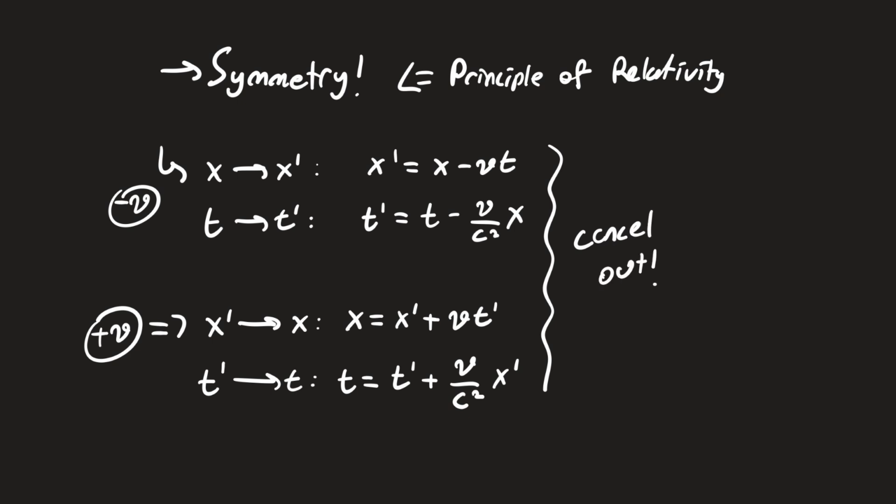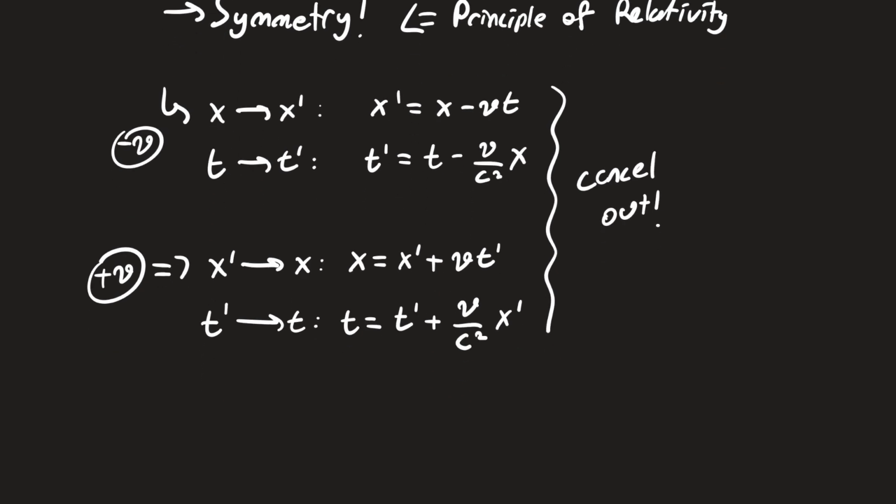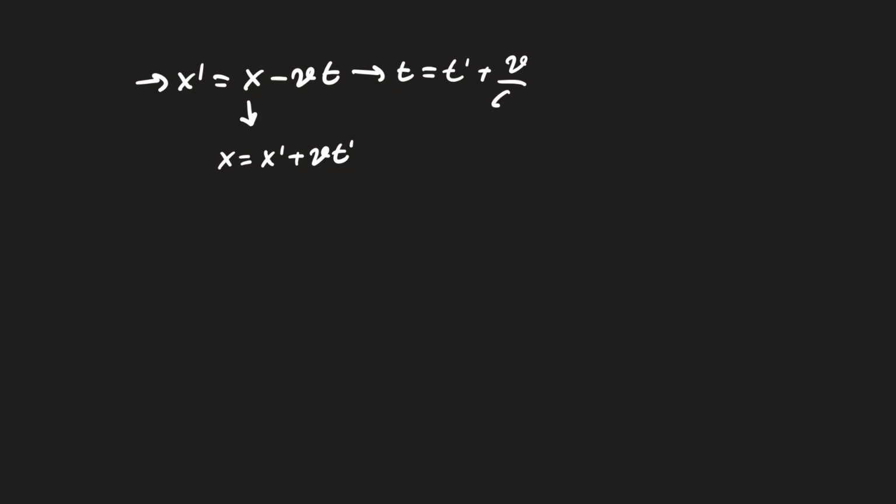So what we can do is insert one of these into the other and see if we get back to where we started. Well, let's do that. x prime is equal to x minus vt, and into this we want to insert x is equal to x prime plus vt prime, and then t is equal to t prime plus v over c squared x prime. Let's go ahead and put these into parentheses so we don't confuse them.